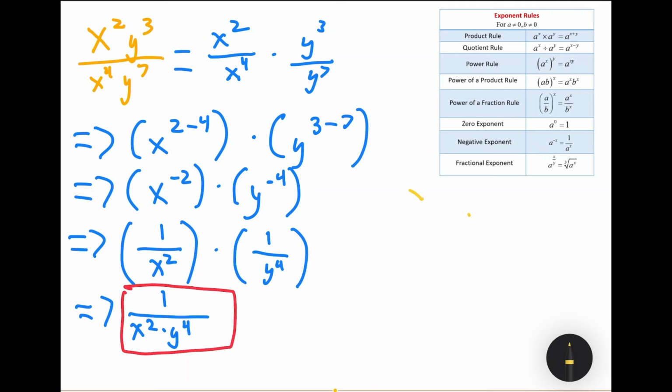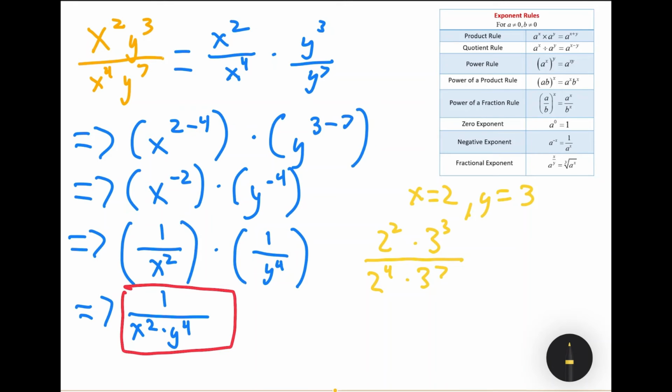Let's say X is equal to 2 and Y is equal to 3. Okay. And we're going to plug it into our original equation. So instead of saying X squared, I'm going to say 2 to the second power times, instead of Y, I'm going to write 3 to the third power divided by 2 to the fourth power times 3 to the seventh power.